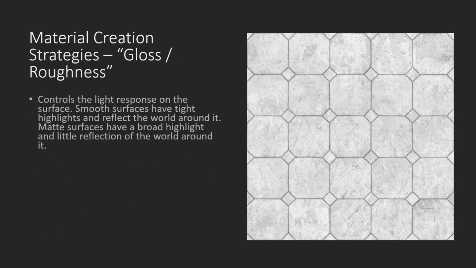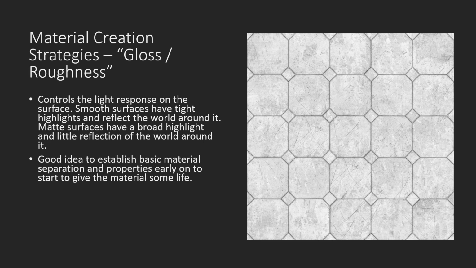As far as the roughness, just to give a broad overview, the gloss or the roughness is going to control the response of the light. Smooth surfaces have tight highlights and reflect the world around them. Matte surfaces have a broad highlight and little reflection of the world around them. It's a good idea to establish basic material separation and properties early on to start to give the material some life.